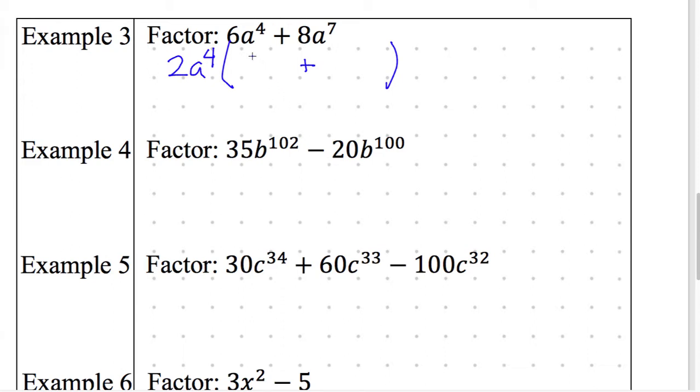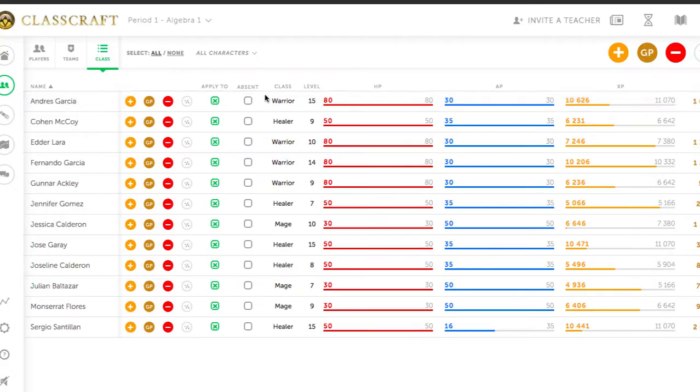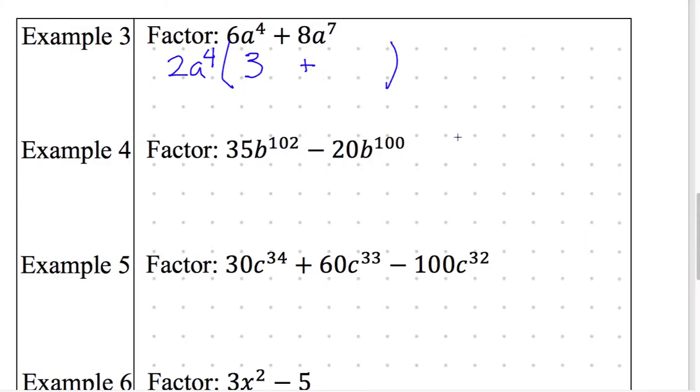Just 3. Yes, because it would have been a to the 0, and anything to the 0 is 1. So it's just 3. Perfect, Cohen. I like your analysis. Good analysis. So 3, that was the first term.